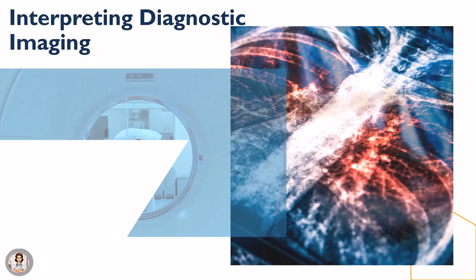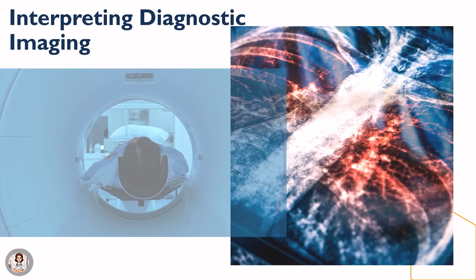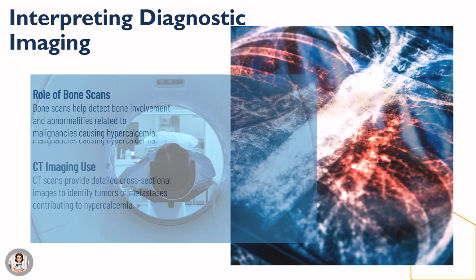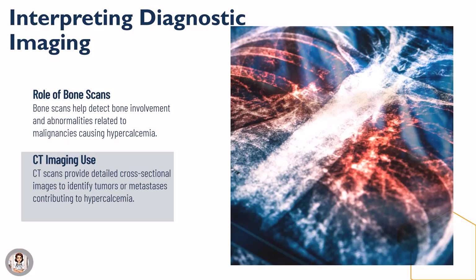Interpreting diagnostic imaging. Imaging studies like bone scans and CT scans can identify malignancies or bone involvement contributing to hypercalcemia, guiding the patient treatment plan. Bone scans help detect bone involvement and bone abnormalities related to malignancies that can cause hypercalcemia. CT scans provide detailed cross-sectional images to identify tumors or metastases that can also contribute to hypercalcemia.